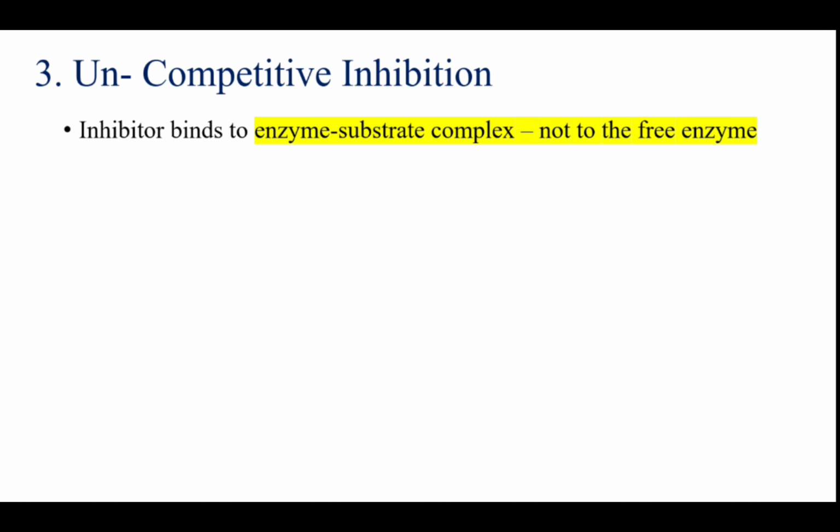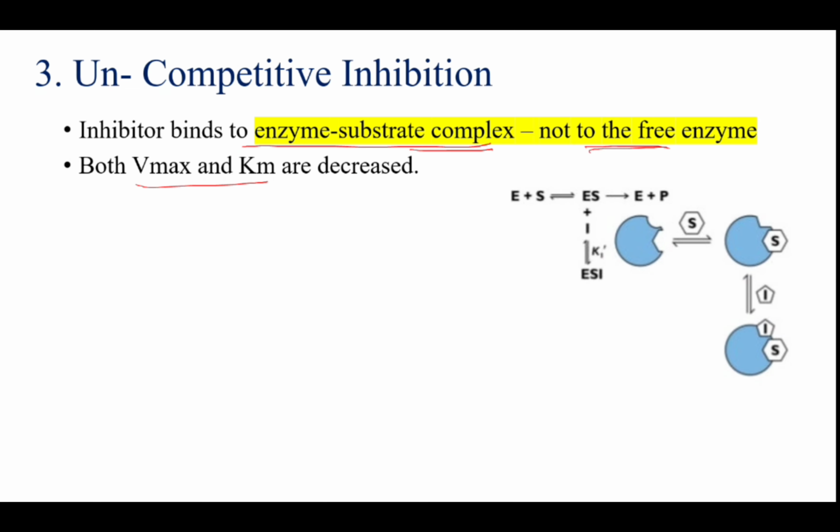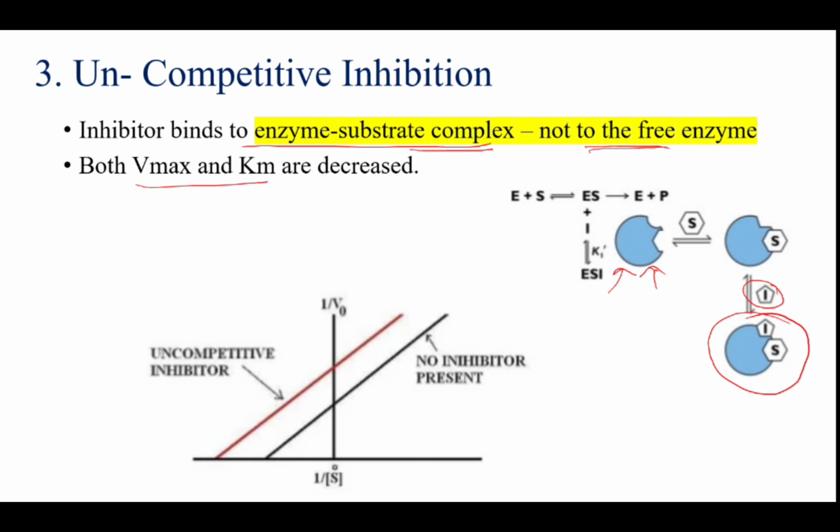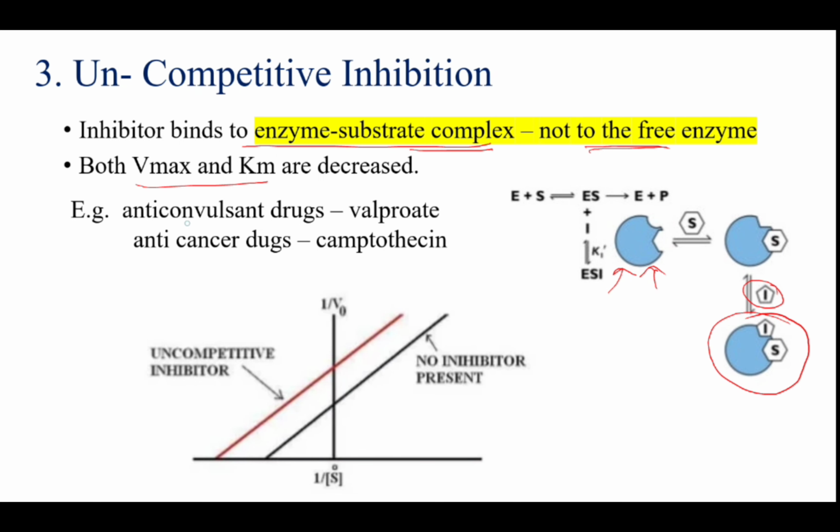Next is uncompetitive inhibition. The inhibitor binds to the enzyme-substrate complex, not to the free enzyme. Now here both Vmax and Km are decreased. So this particular inhibitor is binding to the enzyme-substrate complex, and not to the individual enzyme, and you will see the decrease in both Vmax and Km. Examples: anticonvulsant drugs like valproate, or anti-cancer drugs like camptothecin.